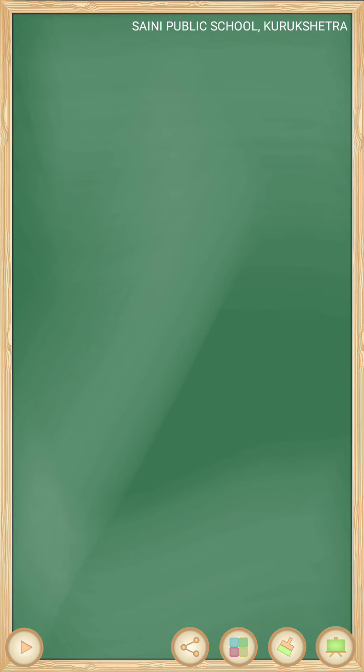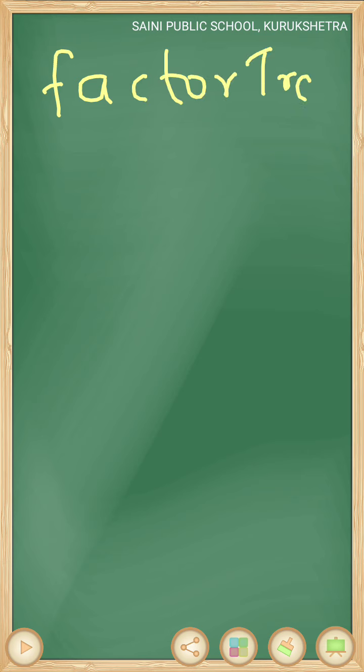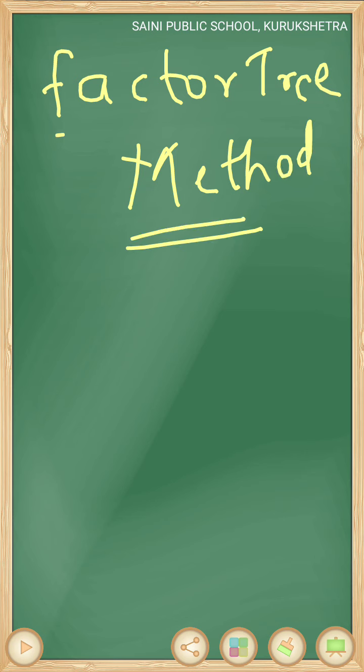Now let us discuss what a factor tree is, the factor tree method for finding the prime factors of a given number. We already discussed factors, prime numbers, and prime factorization. We use all these in the factor tree method. So let us learn the steps to build the factor tree for a given number. We will discuss one by one.